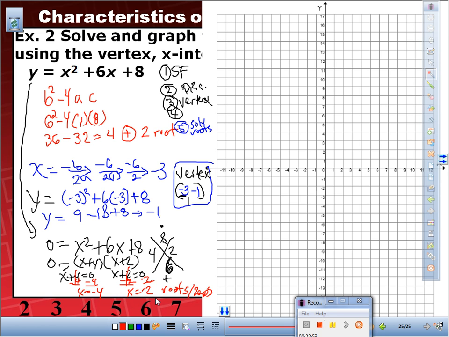And let's see if your graph looks like this, those of you that already graphed. My y-intercept, I'm going to do that in green. My y-intercept is positive 8, which is up here. My roots are negative 4, negative 2, right there. My vertex is negative 3, negative 1. And here goes my parabola.